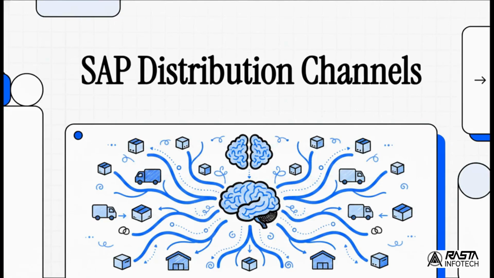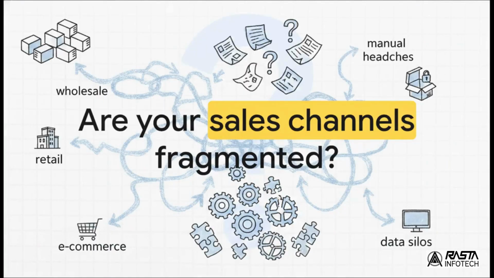Today, we are going to break down exactly how SAP Distribution Channels work and how they act as the absolute central nervous system for your business operations. We're going to look right under the hood at the actual mechanics of how they route data and optimize your inventory. So, if you're dealing with complex supply chains and customer networks, understanding the nuts and bolts of this is absolutely vital.